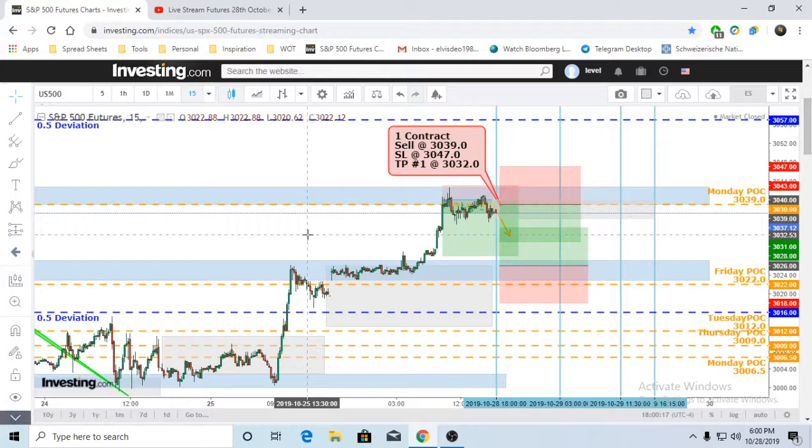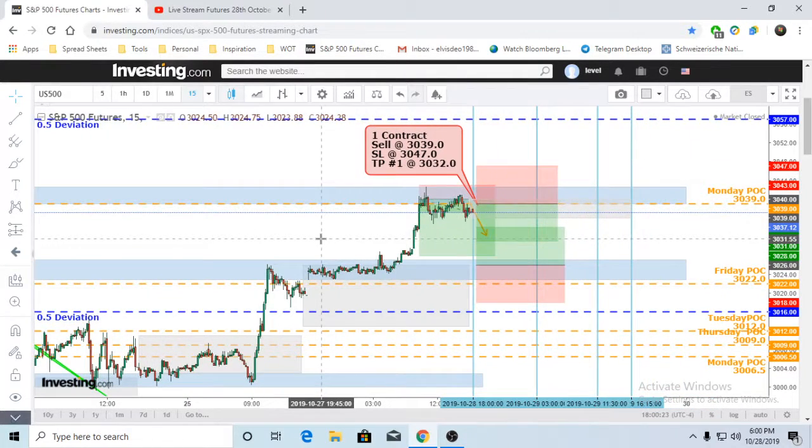So trade small, trade smart, fellas. Don't overtrade. Look to trade what you see in the market, not what you want the market to do. Don't force trades, just use the little brain a little bit.